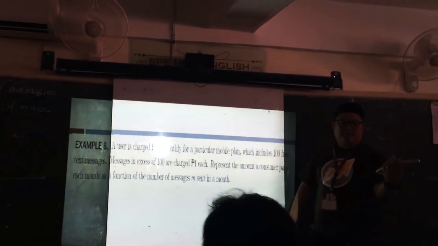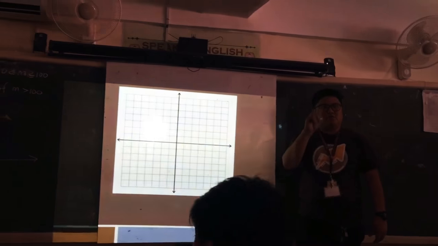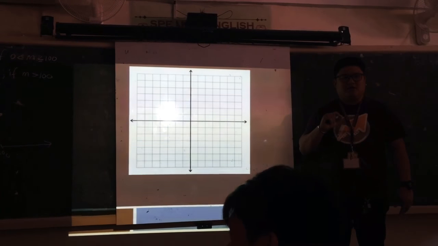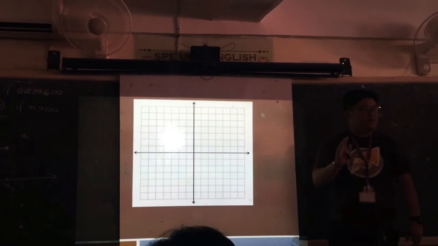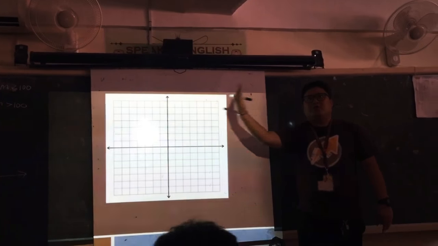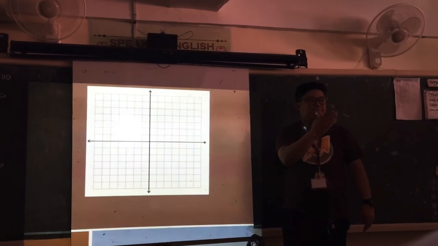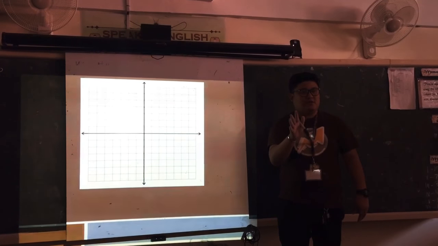Now, we have two problems. Can you click left? Okay. We have two conditions. What is the first condition? You will pay 300 pesos if you do not exceed 100. So from 0 to 100, but 0 is not included. Okay?